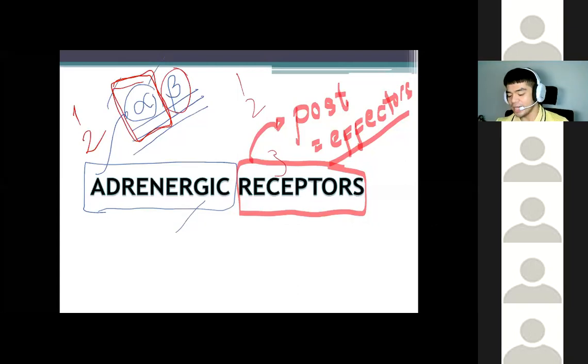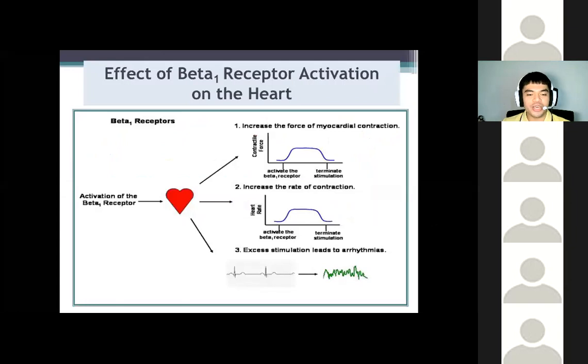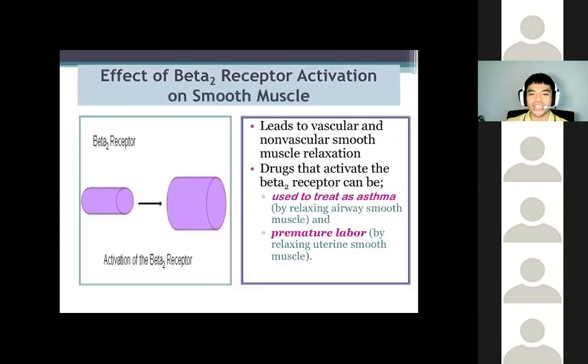Okay, important siya. Next, etong mga figures na to, very good guys. Itong mga figures na to, na-explain ko na siya kanina. Asthma, premature labor, okay na siya. Okay? And then, anong sabi ko? May relaxation din sa non-vascular smooth muscle. Anong klaseng ugat yung sinasabi ko sa beta 2 na may relaxation? Sa smooth muscle ba o sa skeletal muscle? Skeletal. Okay, sa skeletal. So, na-discuss na natin siya.